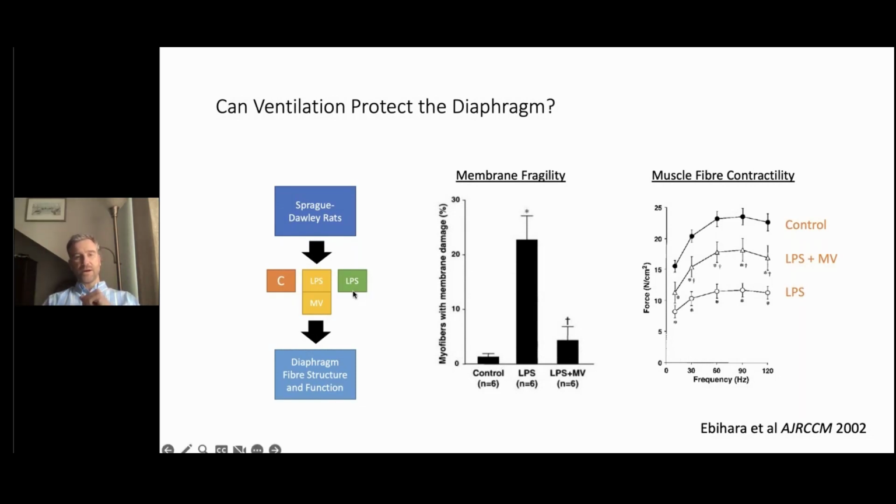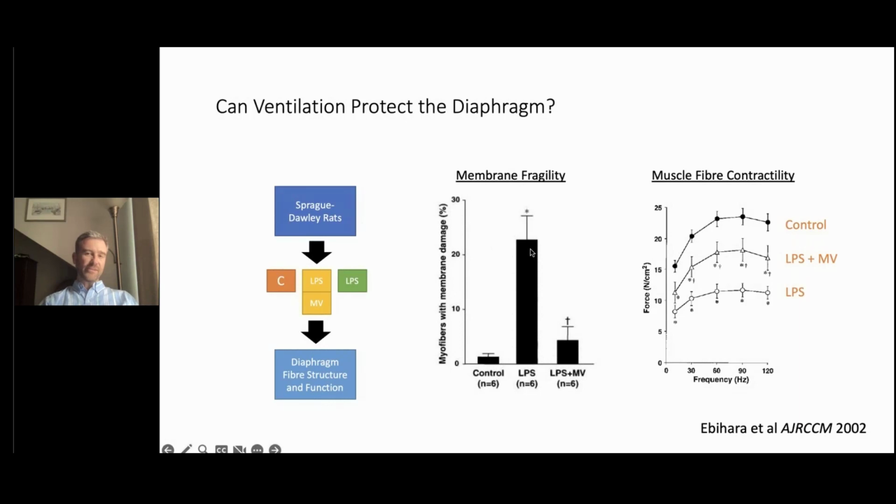So in this experiment, rats were subjected to 3 conditions: control condition, lipopolysaccharide plus mechanical ventilation, or lipopolysaccharide alone, and then they were sacrificed to evaluate diaphragm fiber structure and function. And what you can see is that, as expected, the controls have very low levels of membrane damage. The animals subjected to LPS, which basically mimics sepsis and systemic inflammation, have very high levels of diaphragm membrane damage, and then mechanical ventilation actually prevents that damage from occurring.